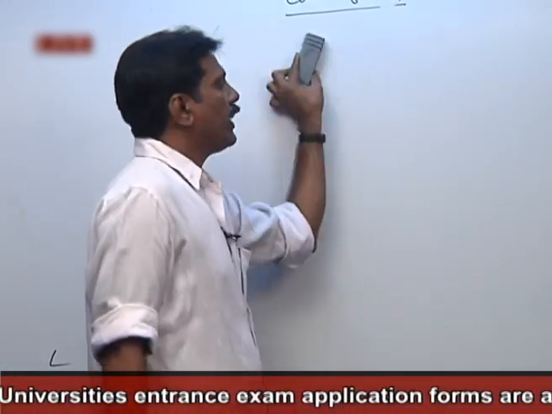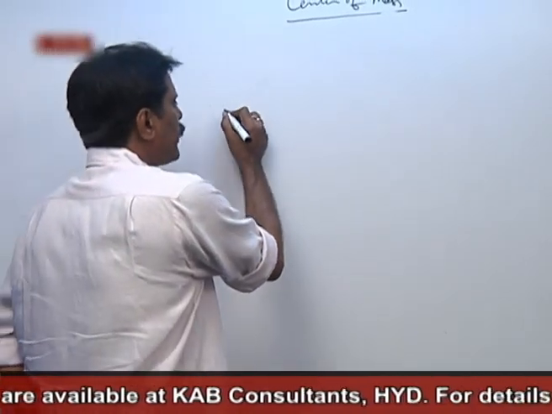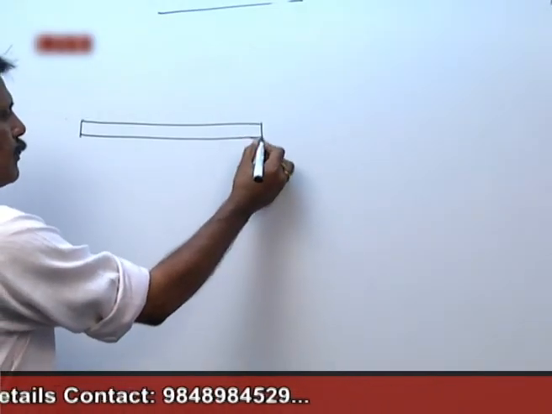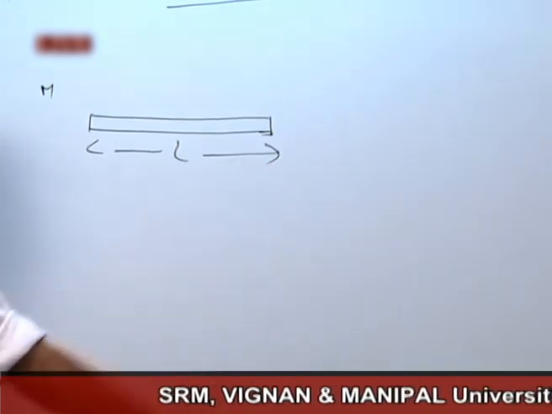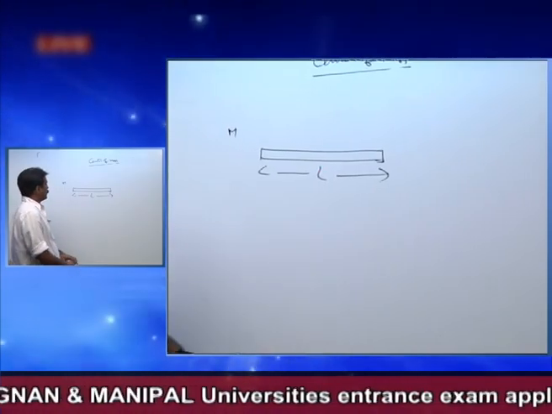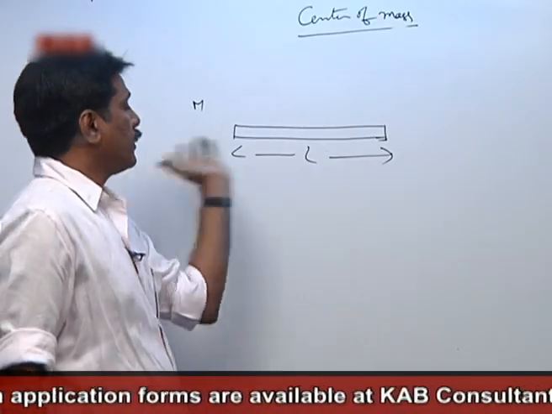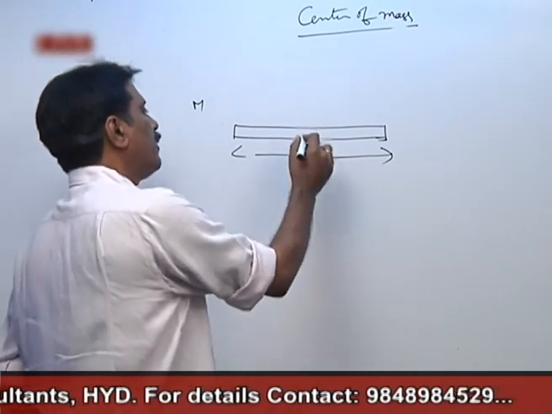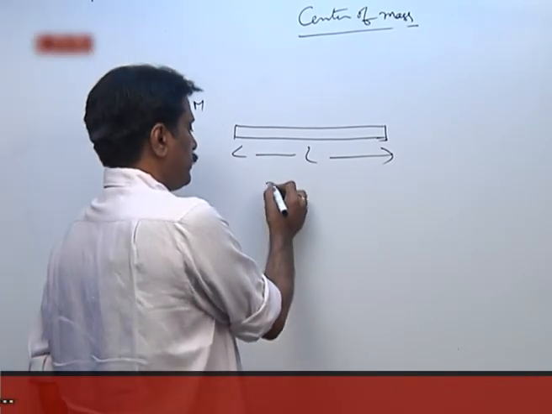Now, let us see one example for finding center of mass of an extended body. Let us take a uniform body only. Let us take a uniform body of mass m, its length is L. For simplicity, we have taken uniformly distributed mass only. Let us try to find where it would have its center of mass by applying this procedure.